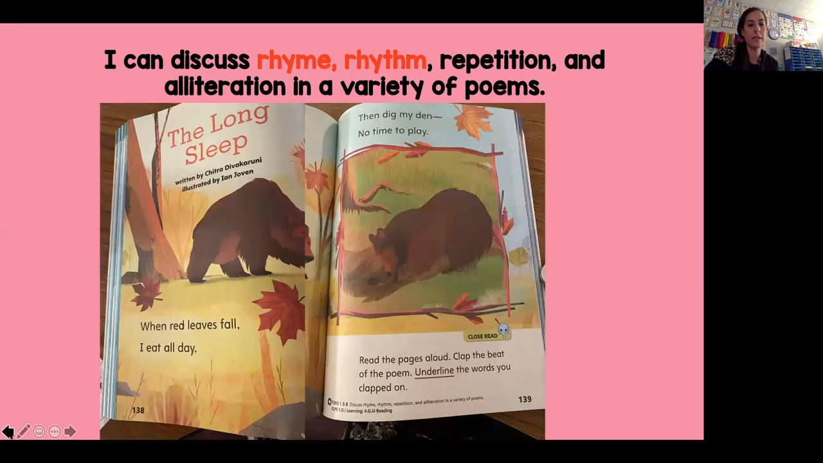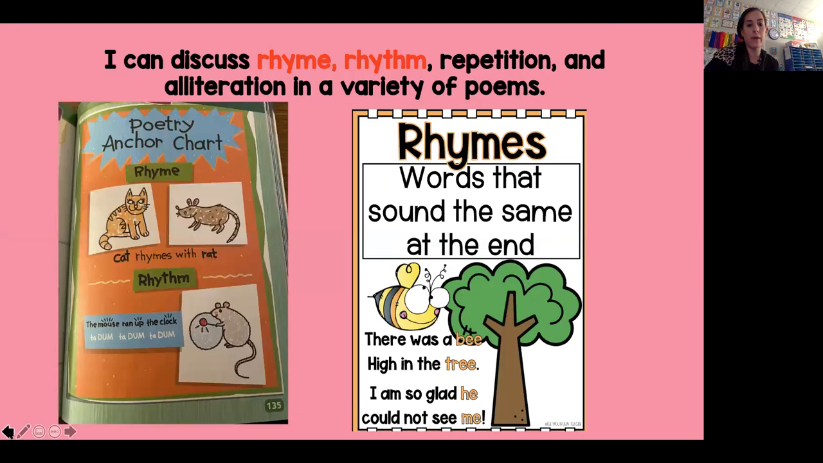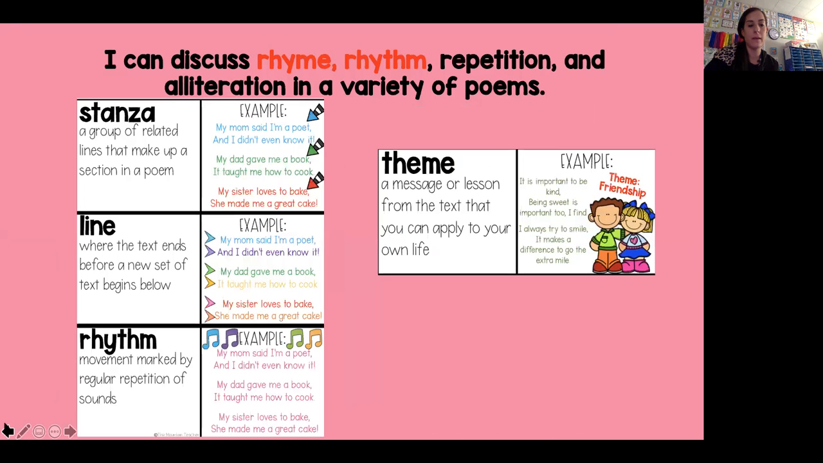Okay, so what we did today was we went over rhyme and rhythm. We went over stanzas and lines. We talked about themes and topics in poems as well, just how we have themes and topics in stories. And when we read these poems, we should be reading them with rhythm.